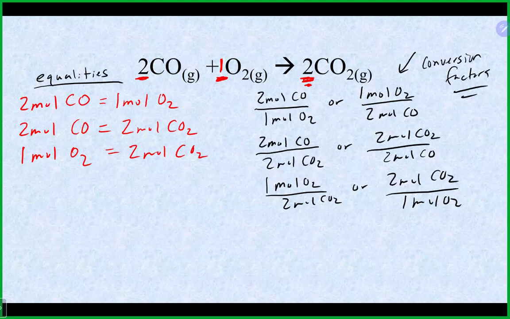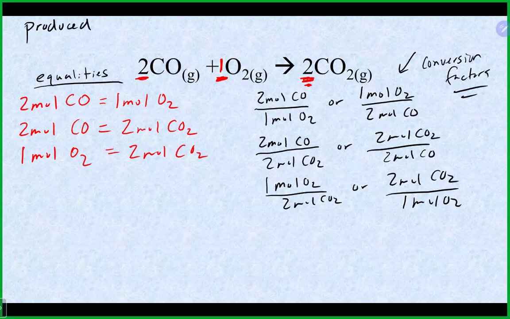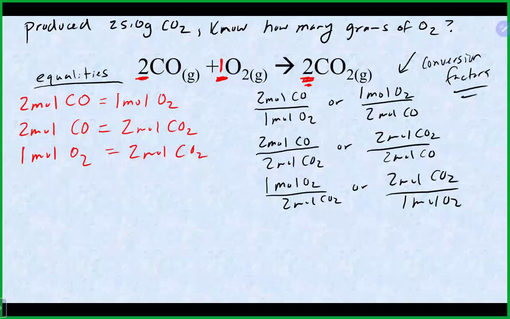So to show you how this works, let's say, for example, that we produced 25.0 grams of CO2, and we wanted to know how many grams of O2 we started with. So we want to know basically how many grams of O2 did we start with in this case.